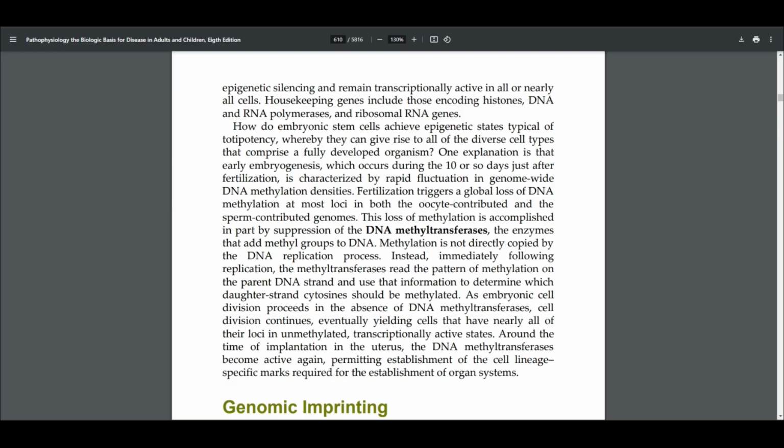Fertilization triggers a global loss of DNA methylation at most loci in both the oocyte-contributed and the sperm-contributed genomes. This loss of methylation is accomplished in part by suppression of the DNA methyltransferases, the enzymes that add methyl groups to DNA. Methylation is not directly copied by the DNA replication process. Instead, immediately following replication, the methyltransferases read the pattern of methylation on the parent DNA strand and use that information to determine which daughter strand cytosines should be methylated.